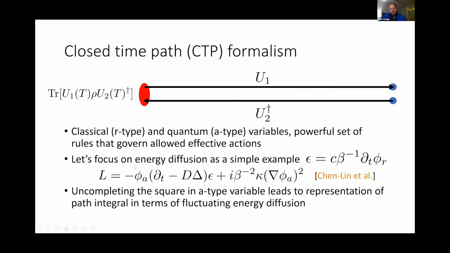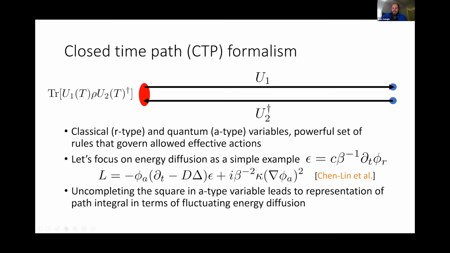Here's the simplest kind of example. You have a phi A and an epsilon. Epsilon is basically the time derivative of phi R. These are your 2 variables. Epsilon is interpreted as the energy density. And roughly speaking, if you focus just on the first term, phi A is like a Lagrange multiplier, which enforces a constraint that epsilon obeys the equation of motion of diffusion.